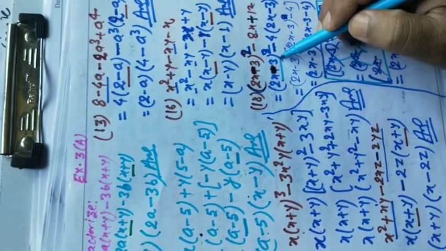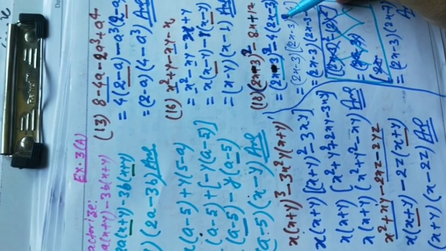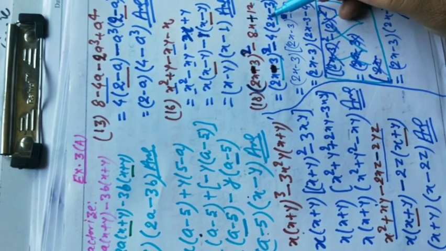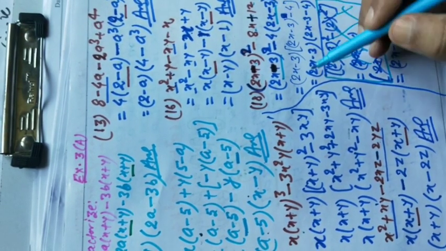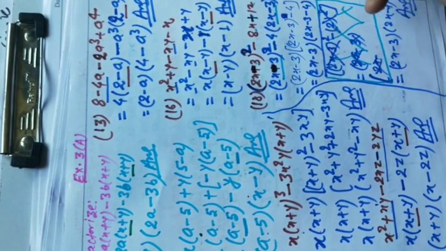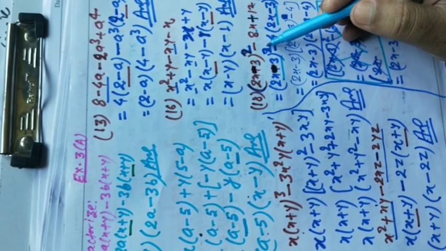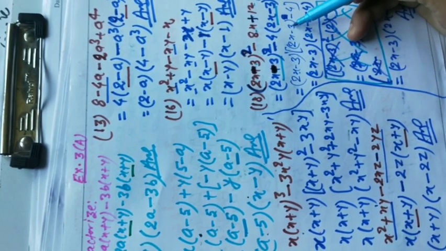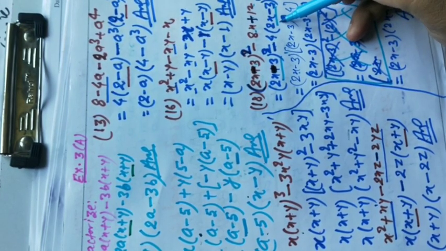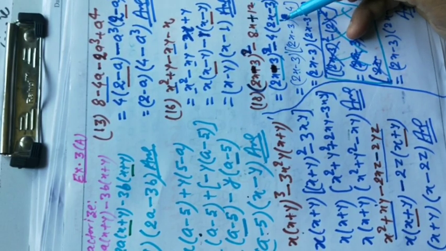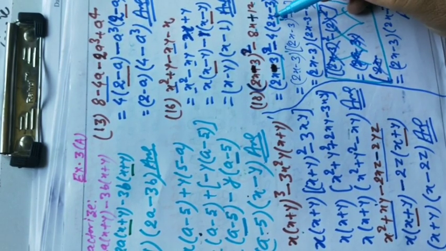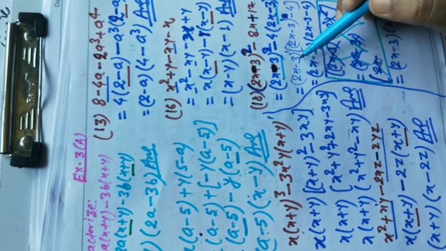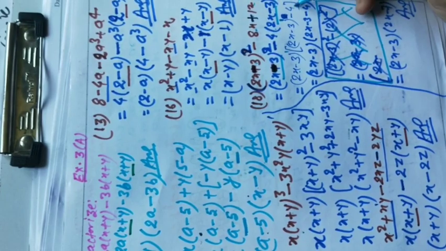Now you can see (2x − 3)² is here, and (2x − 3) raised to the power 1 is here. So the lowest power of 2x − 3 will be common, so we have taken 2x − 3 as common. Then when (2x − 3)² is divided by (2x − 3)¹, then (2x − 3)¹ will be left here, and this 2x − 3 will cancel by this 2x − 3. Then what will be left? 4 will be left.